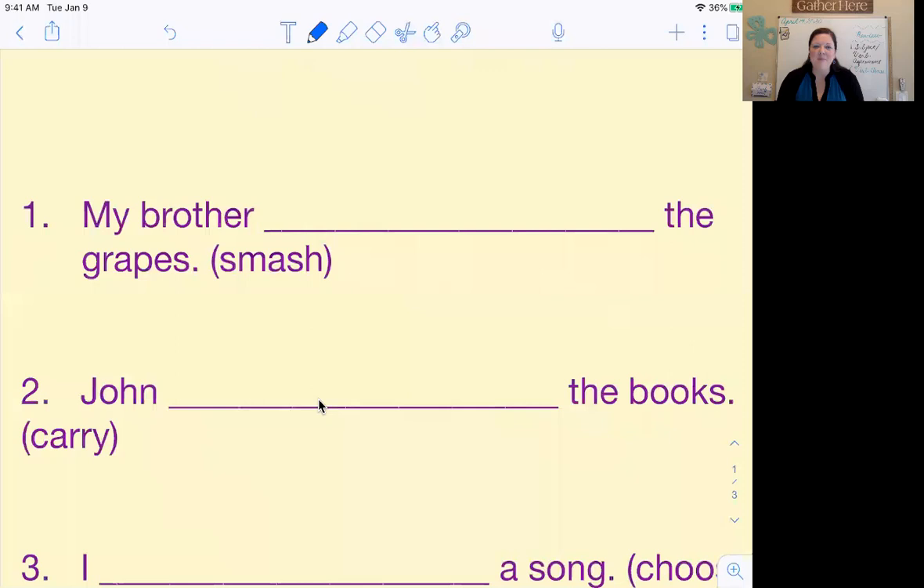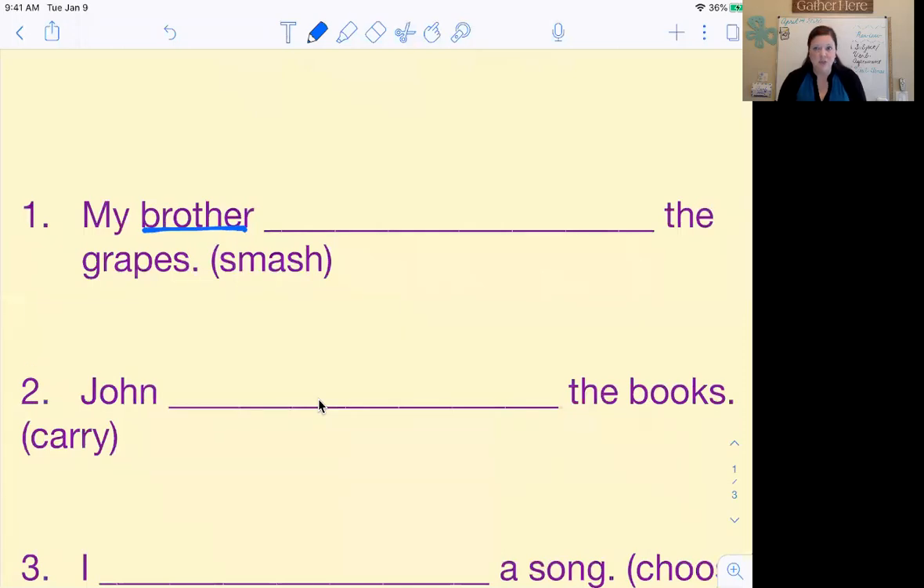Number one, my brother blank the grapes. The first question I have for you is, what is the subject? Who or what is that entire sentence about? If you answered brother, good job. I'm going to show that that's my subject by underlining it one time. Okay. Next, look at the verb smash. Remember, a verb is an action word. Smash is what you can physically do to those grapes. Maybe they're making some yummy grape juice.